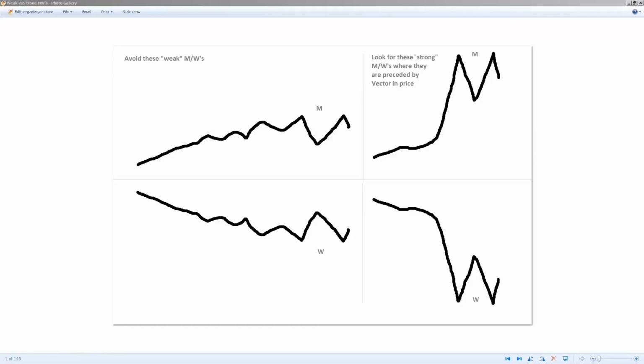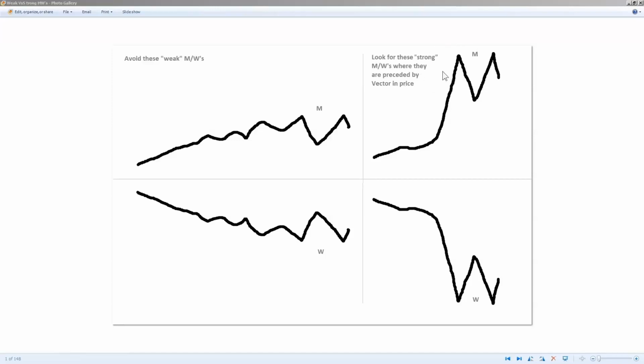And this brings up the brief discussion I want to have on the ideal shapes of these trapping structures. Try to avoid the weaker M and W formations, those that don't have much of an extended move on the first leg. Basically, this slide is self-explanatory. Avoid these weak MWs. Look for these strong MWs where they are preceded by vector in price.